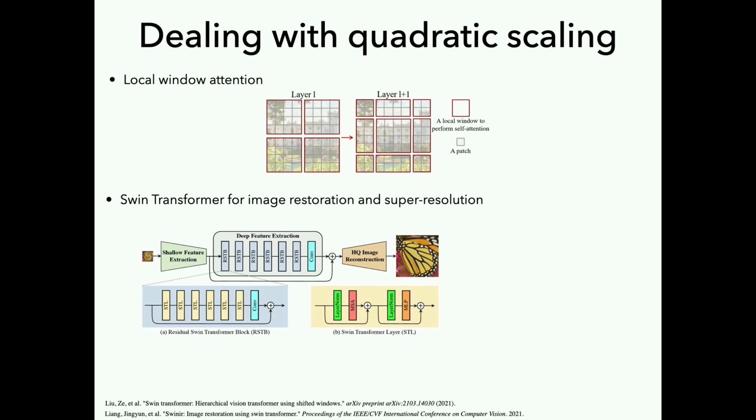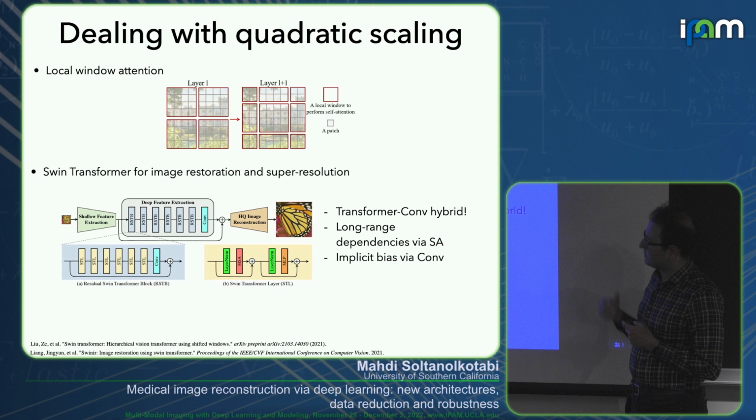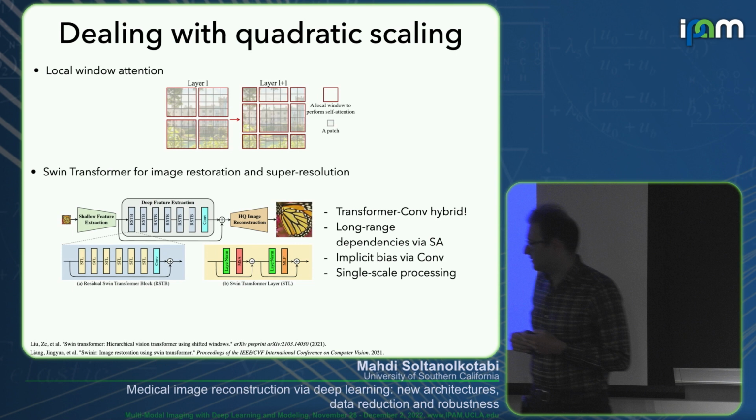It turns out that they're pretty good for image reconstruction tasks. In particular, Swin transformers were proposed in the context of super resolution. So they are transformer-convolutional hybrids. They have the benefits of long-range dependencies that come from the self-attention mechanism, but at the same time, they have a little bit of the implicit bias of convolutional architectures. So at least in some inverse problems, these seem to work well. Now, they're also single-scale processing, so that's good.